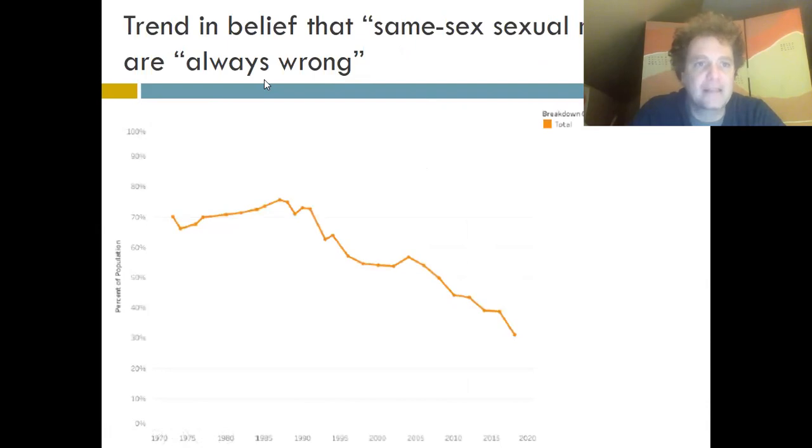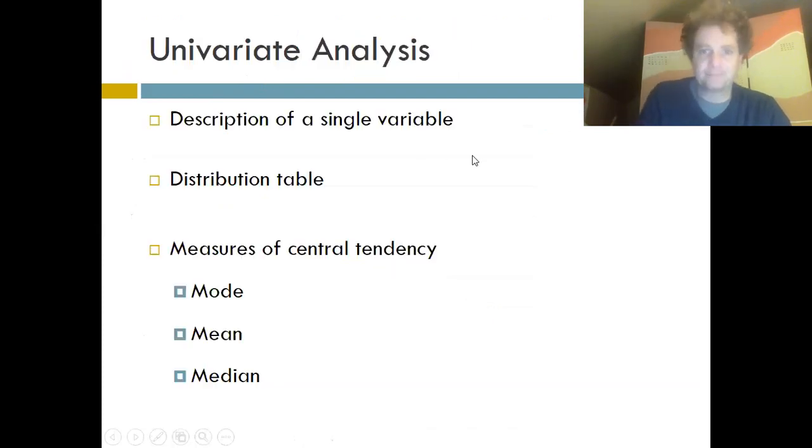If we look at this answer, always wrong, and put it on a graph, we can see how much this response has fallen. It started off around 70%, and by 2018 it had dropped to just about 30%. So we can see in this graph the rise in the acceptability of homosexuality, by asking the same question year after year after year. It really shows you how useful surveys are and how useful univariate analysis is.